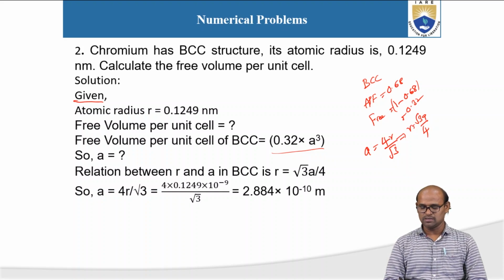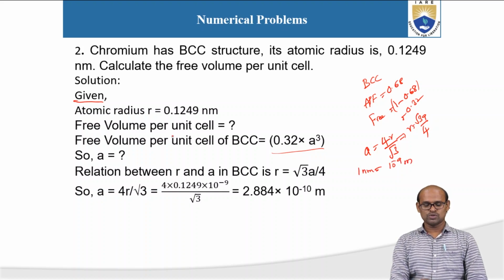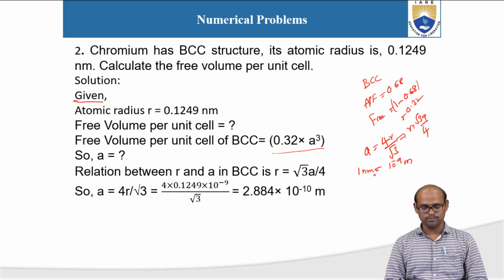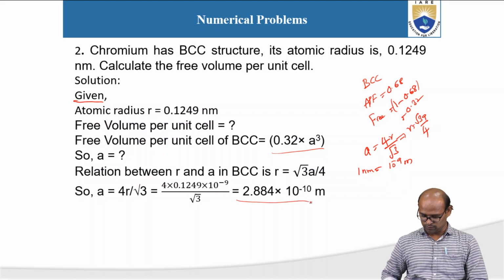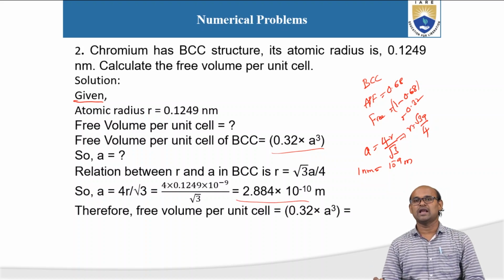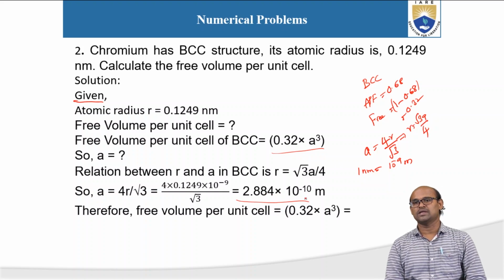1 nanometer is equal to 10 power minus 9 meters. So 0.1249 nanometers you can write as 1249 into 10 power minus 9... so 4 into R divided by square root 3. So we will get the value of A. First we will get the lattice constant A, which is 2.884 into 10 power minus 10 meters.